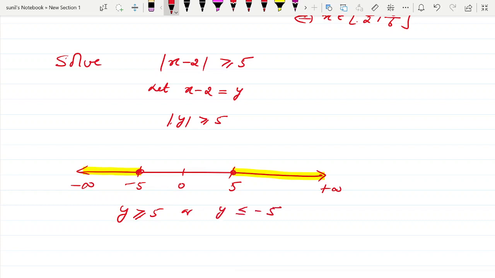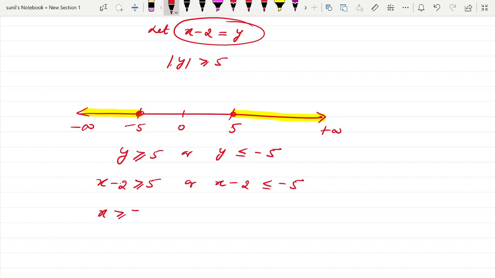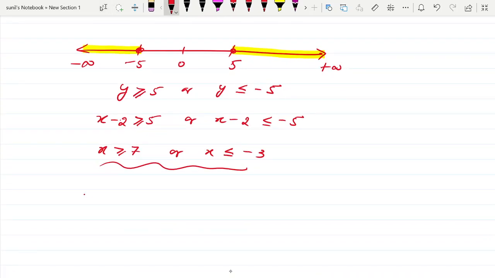now what is the meaning of y? That is x minus 2, or like this. Now can we say that x is greater than or equal to 7 or x is less than or equal to minus 3? If we club it, then what will happen? x will belong to minus infinity to minus 3 closed bracket union 7 to infinity.